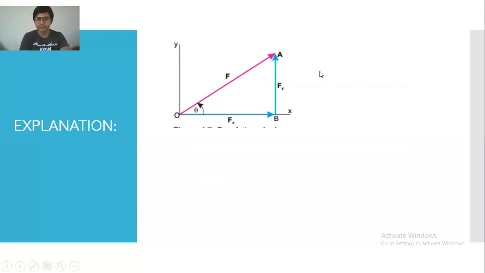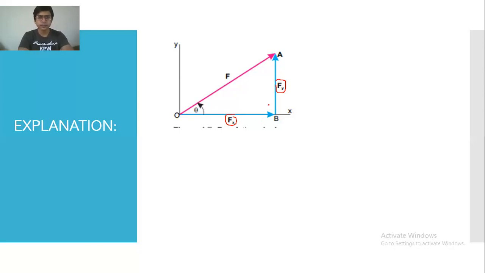I have drawn a force like this. This is a force F, which has been inclined at some angle theta with the x-axis. Here the theta has been shown. Now, according to the definition of resolution of forces, I have to split this force into its mutually perpendicular components. So I have split it into its x component, which I have set as Fx, and this line OB represents Fx. The second force is Fy, which is its component along the y-axis. This is Fy, and it is represented by the line AB. So I have split the force F into Fx and Fy, represented by the lines OB and AB.